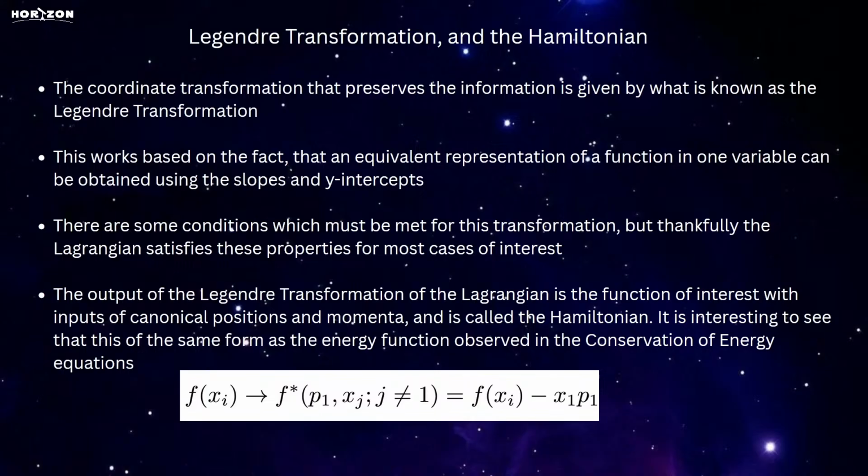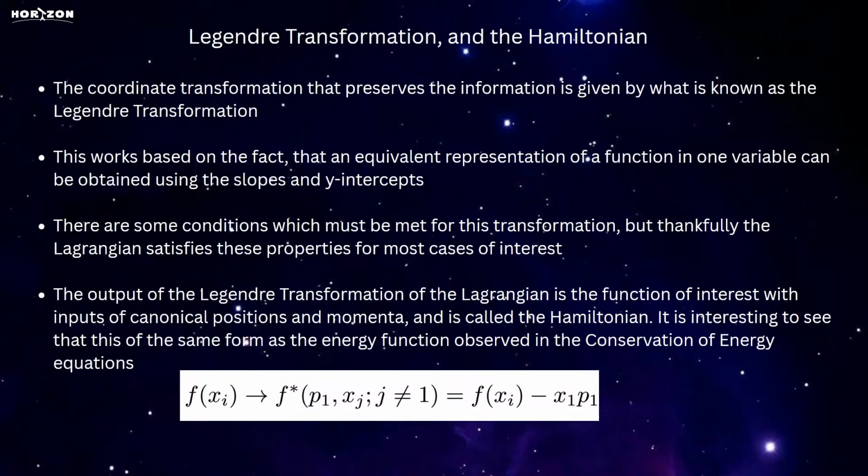Legendre transformation is the tool to do that. It's a coordinate transformation that preserves the information, and it works on the fact that an equivalent representation of a function in one variable can be obtained using the slopes and y-intercepts. As I mentioned, each point has a unique tangent, each tangent has a unique equation, and each unique equation will have unique values of both slope and intercept. So if I find a relation between the slopes and intercepts, I am again maintaining the uniqueness of the point and storing the same information, but in a slightly different way.